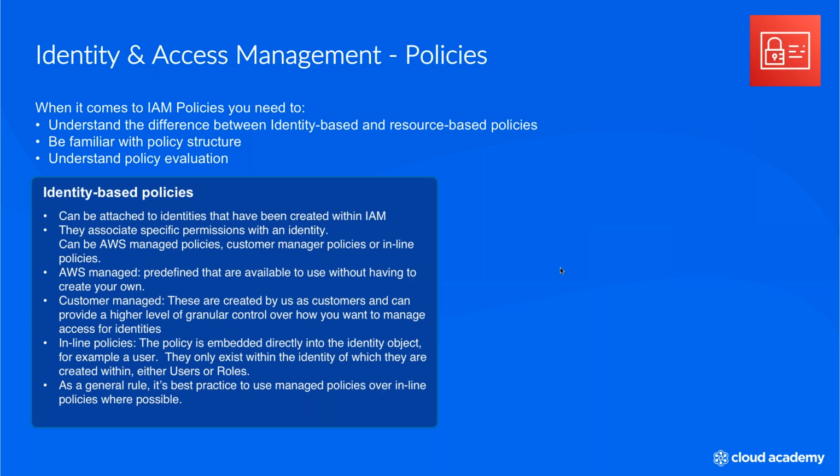Then you have inline policies, which are different to both AWS and customer managed policies. In that, inline policies are embedded directly into the identity object, for example, a user, whereas managed policies are stored within IAM as separate objects and can then be assigned to multiple identities, for example, groups, roles, and users.